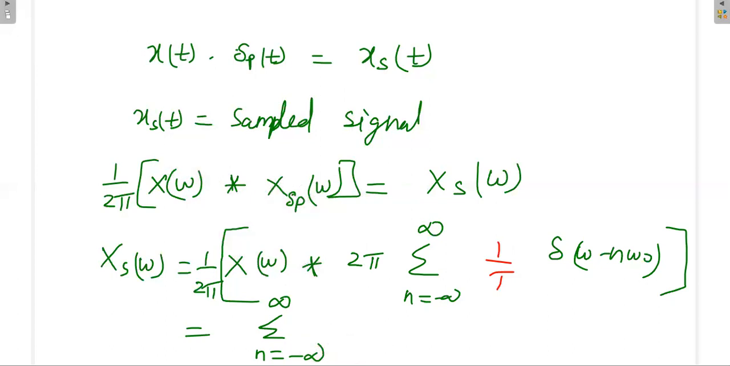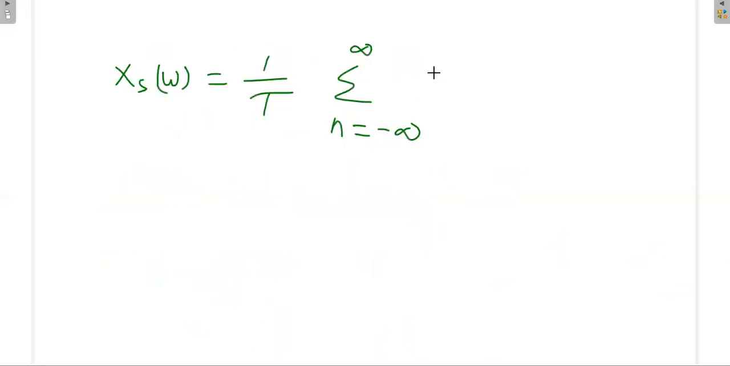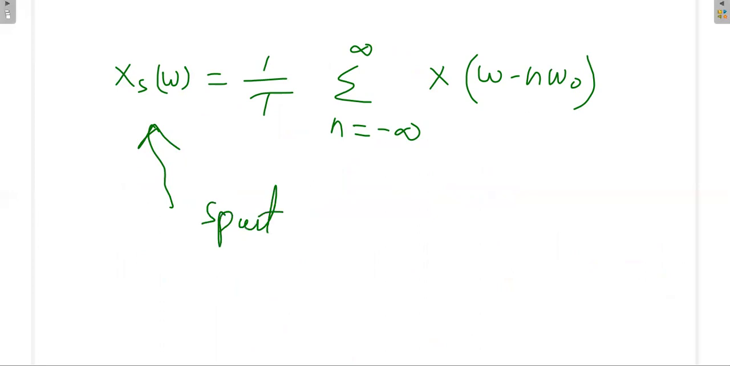So 1 by T, this X of omega we can take inside. If you convolve X of omega with this impulse, then we get X of omega minus n omega naught. So finally Xs of omega is equal to 1 by T summation n from minus infinity to plus infinity X of omega minus n omega naught. This is the spectrum of the sampled signal.